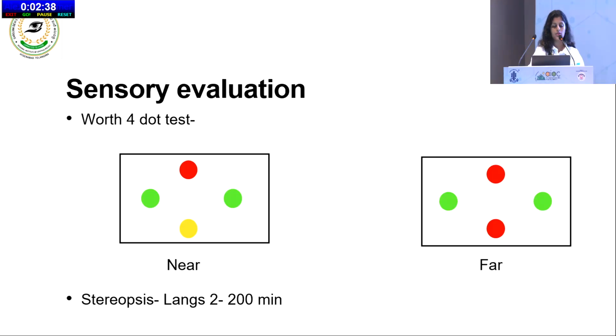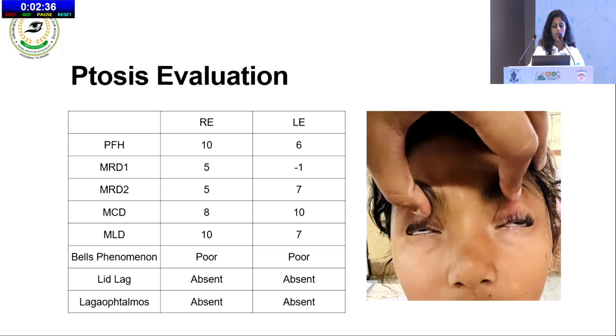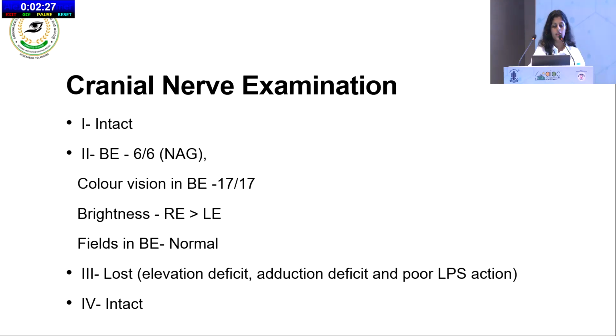Sensory evaluation showed right dominance. And coming to the ptosis evaluation, palpebral fissure height was reduced and also there was poor Bell's phenomenon in left eye. Cranial nerve examination, all the cranial nerves were intact except for the cranial nerve 3 where there was elevation deficit, adduction deficit and poor LPS action.